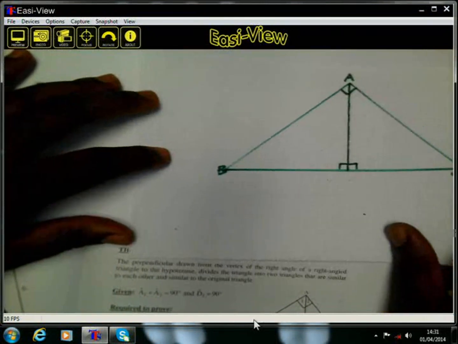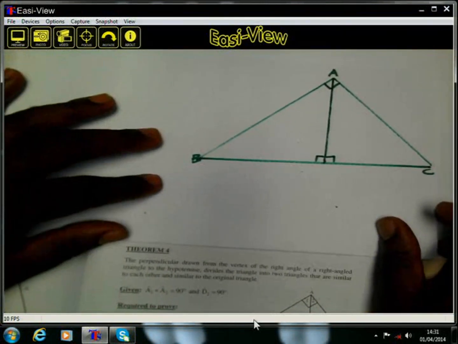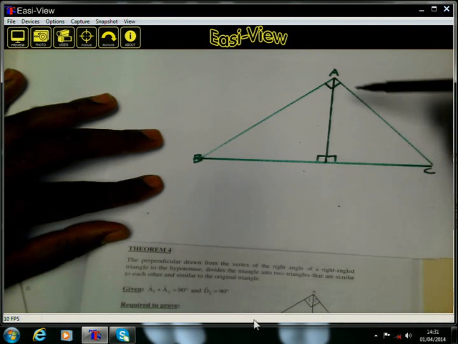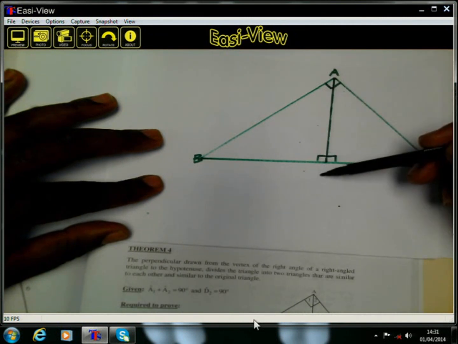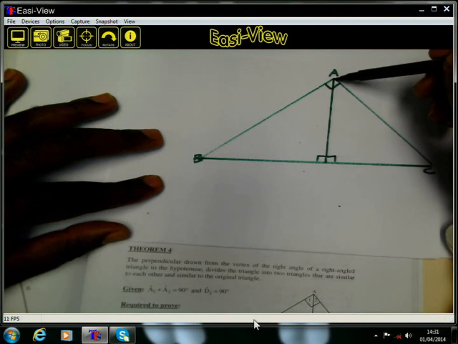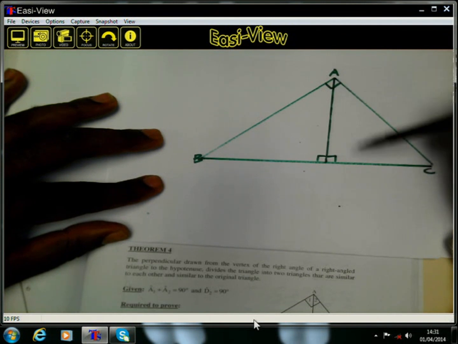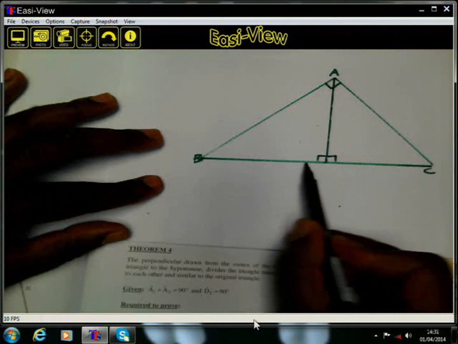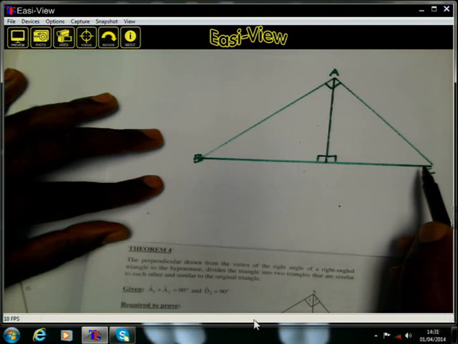I'm trying to hide this so that we can have an understanding of what is going on. We are drawing the line. They say the line drawn, perpendicular drawn from the vertex. It means this line must be perpendicular, drawn from the vertex of the right angle, from the corner of the right angle of a right angle triangle to the hypotenuse. This line must always be perpendicular to the hypotenuse BC.